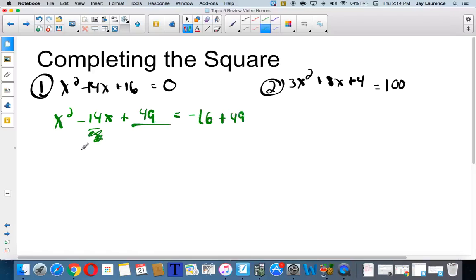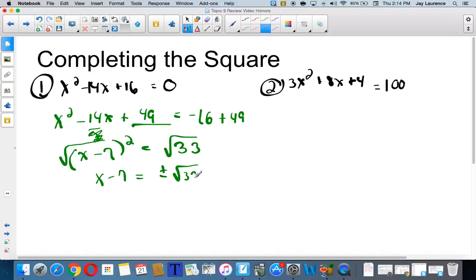I've got a perfect square trinomial on the left, so I'll have x minus 7 quantity squared, and then I'll have 33. All right, take the square root of each side, right? And so I'm going to get x minus 7 equals plus or minus the square root of 33. That does not break down. 33 only has 2 factors because it's not prime, and so I won't be able to take anybody out of the house.